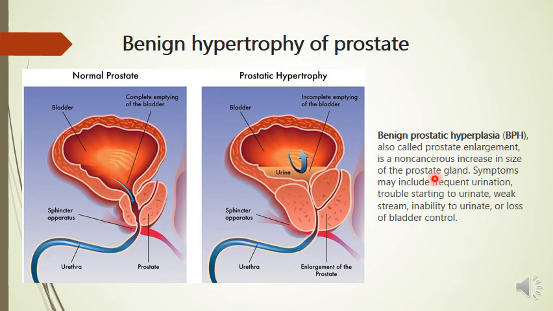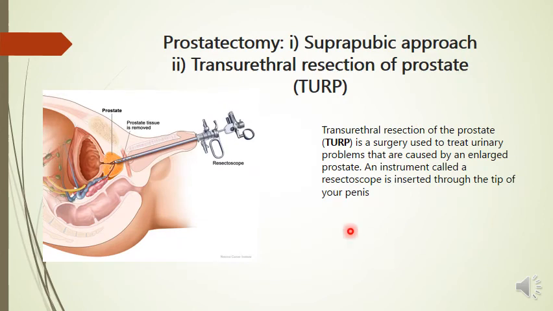Symptoms again, because it is compressing the urethra, are frequent urination, trouble starting to urinate, and weak stream. Inability to urinate or loss of bladder control can occur in benign prostatic hypertrophy. So for BPH and other prostate related clinical conditions, prostatectomy is done. One is the suprapubic approach, wherein the incision is given above the pubis, and then part of the gland or the entire gland is removed.